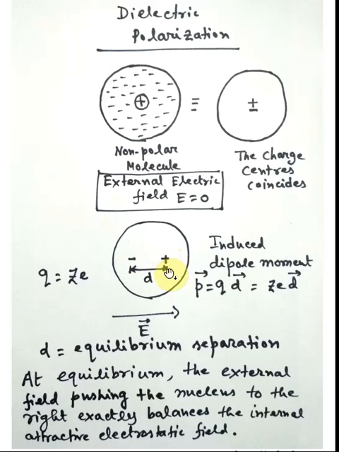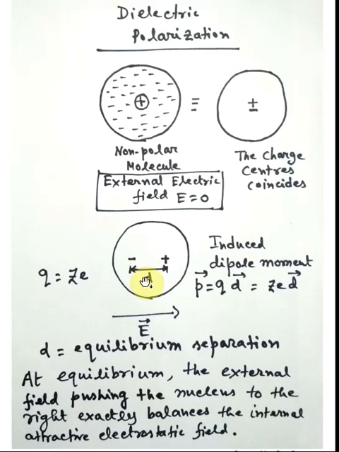And what will be the dipole moment here? We will call this an induced dipole. The induced dipole moment will be qd, and here q is what? If the atomic number is Z, then Ze is the charge. Here d is the equilibrium separation. At equilibrium, the external field pushes the nucleus to the right side, and the negatively charged electron cloud is pushed to the opposite side.